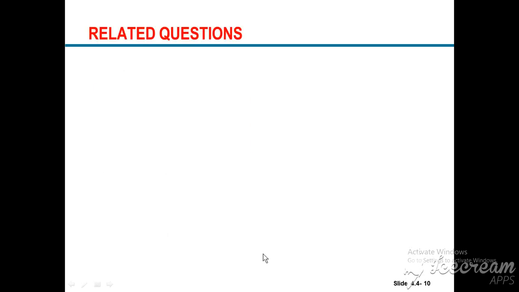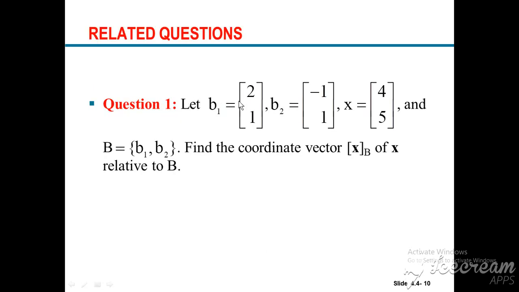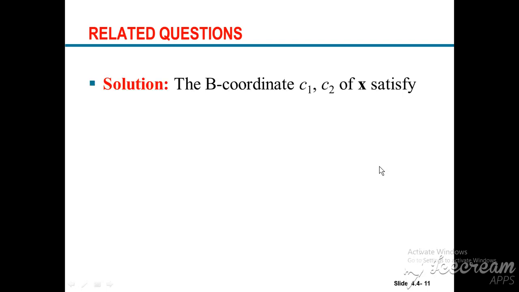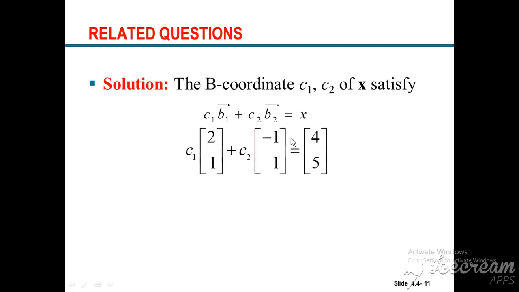How? Let's see an example. This is the related question. You can consider b1 is equal to (2, 1), b2 is equal to (-1, 1), x is equal to (4, 5), and this is a basis. Find the coordinate vector of x relative to basis b. How do we organize the answer? We make the linear combination here, because the coordinate vectors are in 2 dimension, so there will be c1 and c2. The b coordinates c1 and c2 of x satisfy the linear combination c1 into vector b1 plus c2 into vector b2 is equal to x. Now you can put the value: c1 times (2, 1) plus c2 times (-1, 1) is equal to (4, 5).